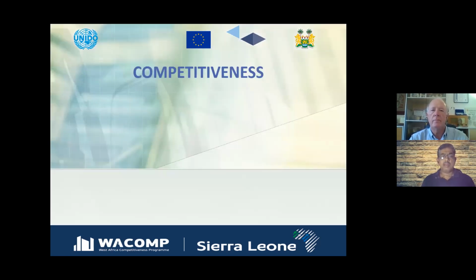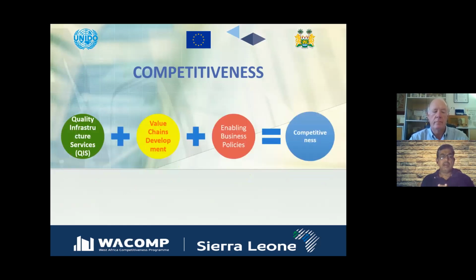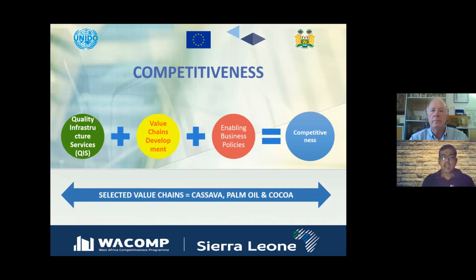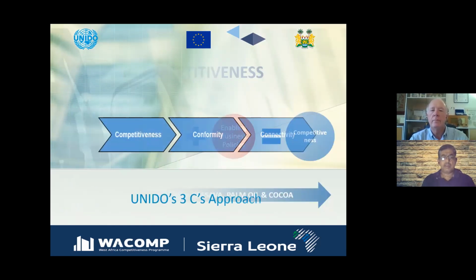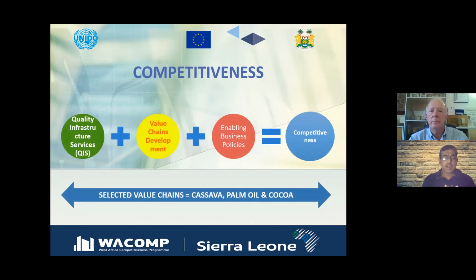The project has basically 3 main pillars. One is the quality infrastructure services, other is the value chain, and the third pillar is enabling the business policies. Quality infrastructure, as you know, is with respect to the testing, certification, and inspection, overall conformity assessment services. And for Sierra Leone, we have selected 3 value chains. Those are cassava, palm oil, and cocoa.